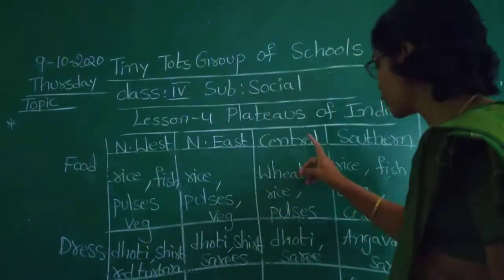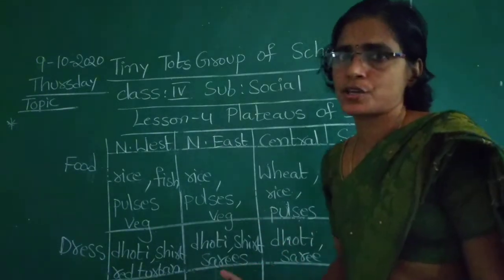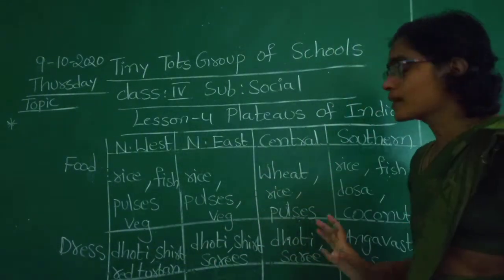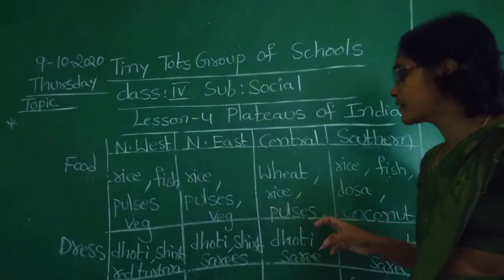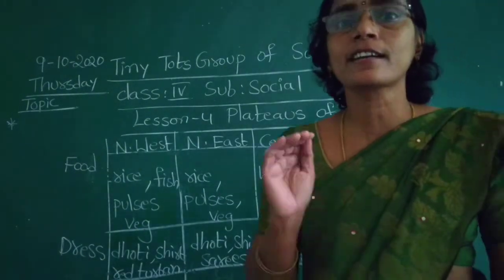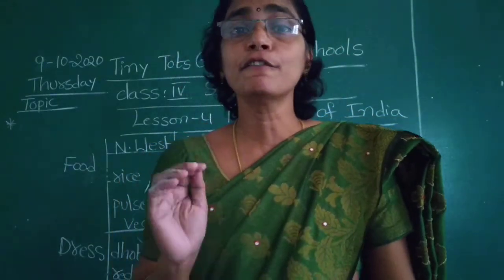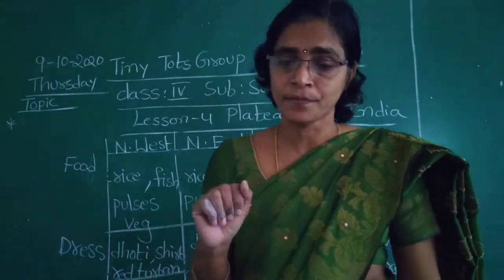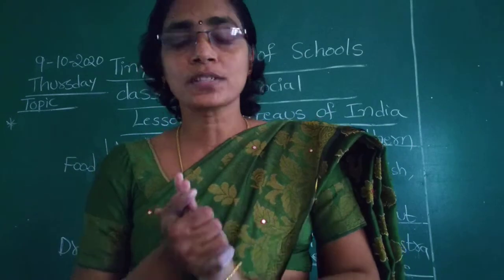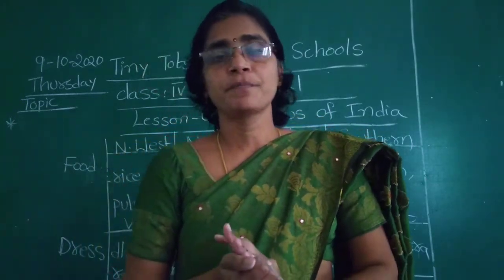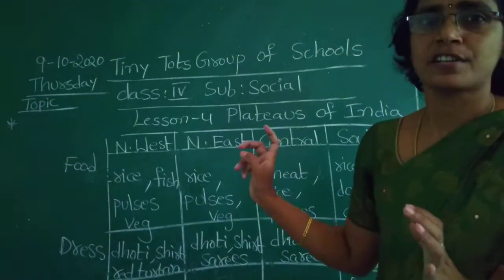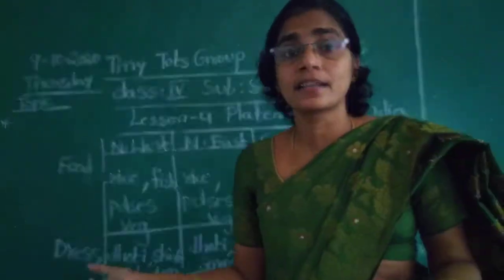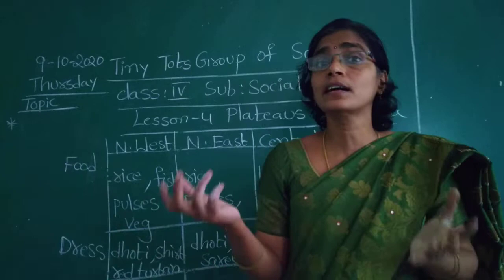Okay, now look at the third one, central part. What type of food they are eating? They are eating wheat, rice and pulses. The central part includes the state Madhya Pradesh. Madhya Pradesh is mostly in central part. Madhya Pradesh is a big state and this is also called the heart of India.